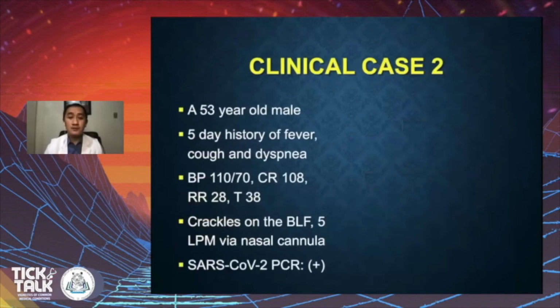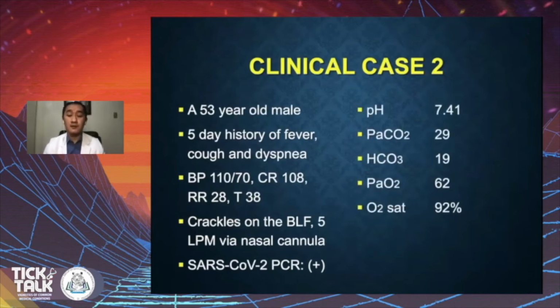Let's go now to case 2. This is a 53-year-old male with a 5-day history of fever, cough, and dyspnea, with a blood pressure of 110/70, cardiac rate of 108, slightly tachypneic at 28, and febrile at 38, with crackles on both lung fields, O2 supplementation of 5 liters per minute via nasal cannula, and it's a SARS-CoV-2 positive patient.